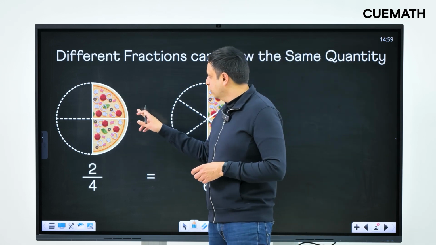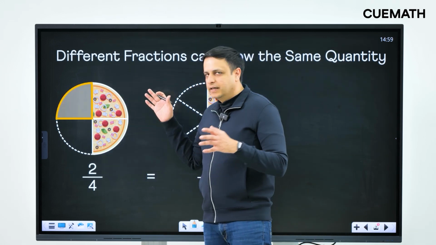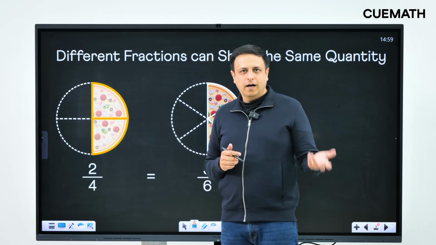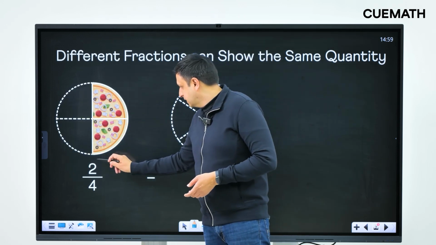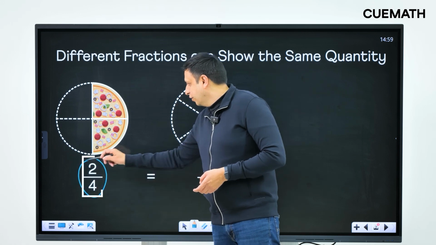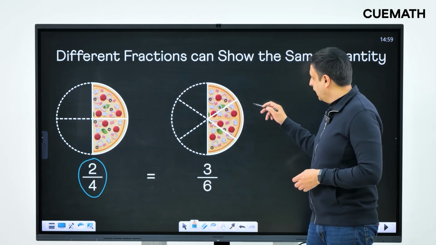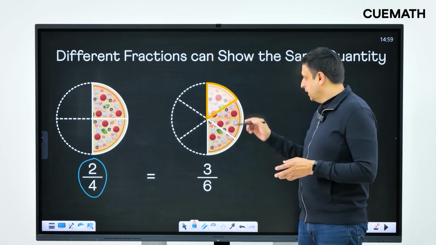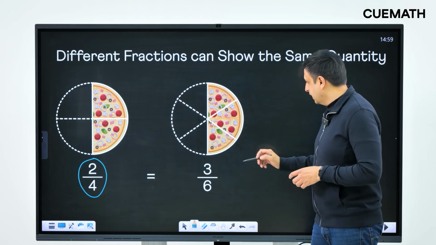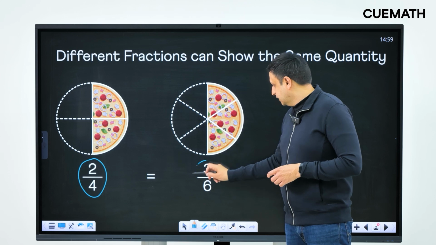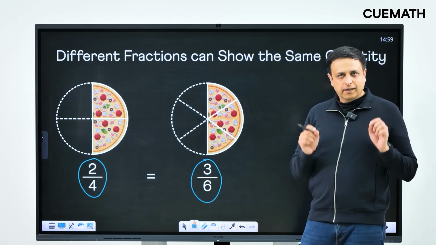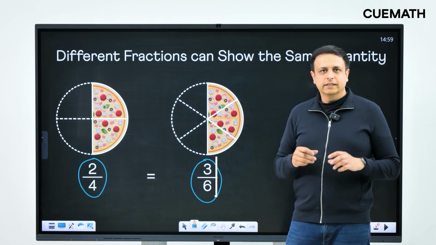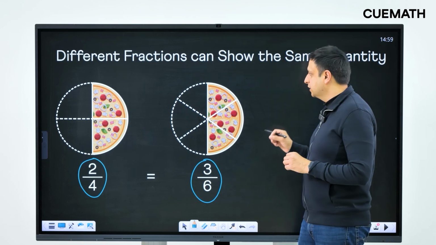So this one here shows a whole pizza divided equally into 4 parts, and 2 of those 4 parts are highlighted, and therefore this represents the fraction 2 over 4. And this picture here has the whole pizza again, but divided into 6 equal parts, and 3 of those 6 parts are highlighted, and therefore this is the fraction 3 over 6. But while these two look like different fractions, they represent the same portion of the whole.